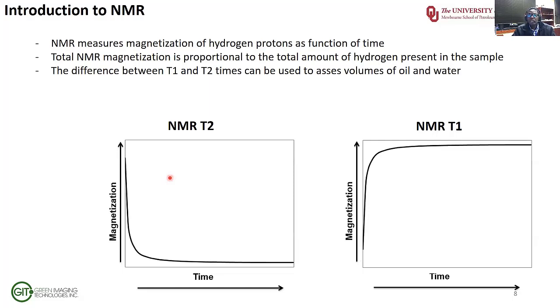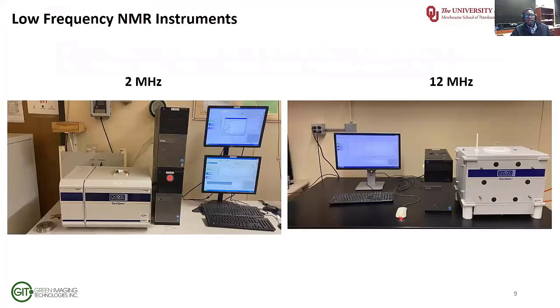But the difference between T1 and T2 times can be used to assess the volumes of water and oil. And that is something that neither the gravimetric method nor the volumetric method can give us accurately, right? So NMR will be a really good tool to measure our recovery factor during EOR processes. This will be the first application that we'll be going through. And before we actually look at these applications, let's discuss the instruments that we generally use for these.